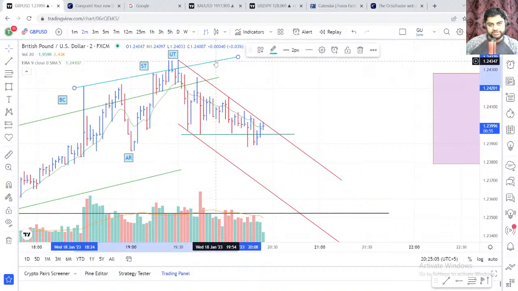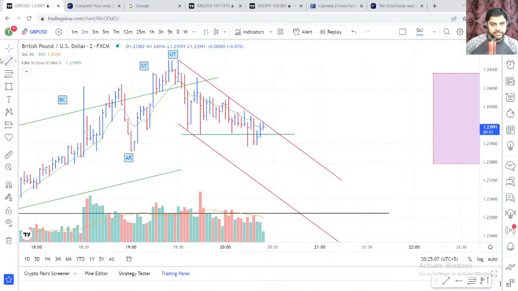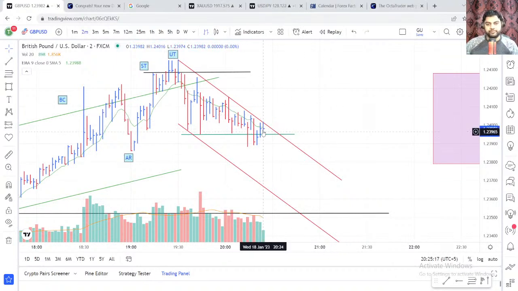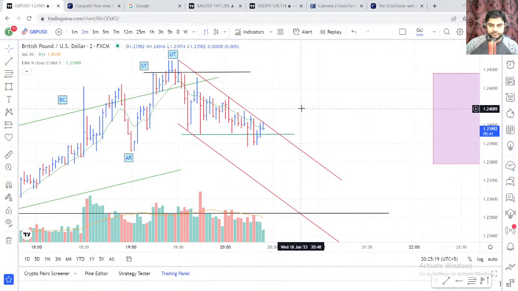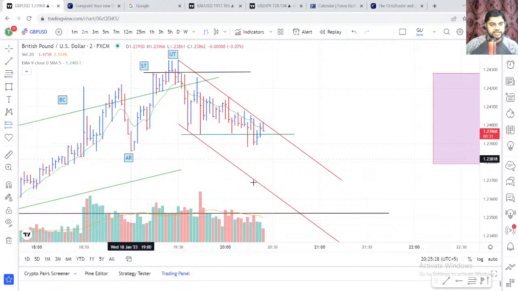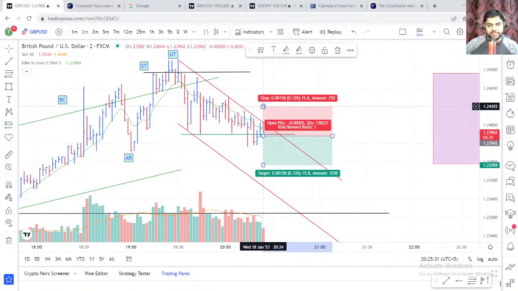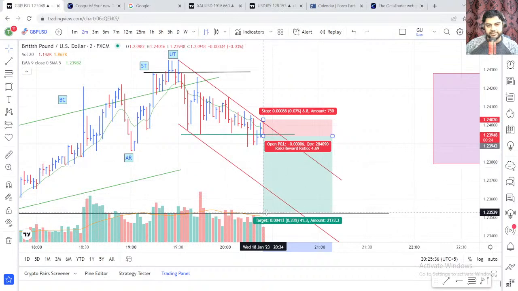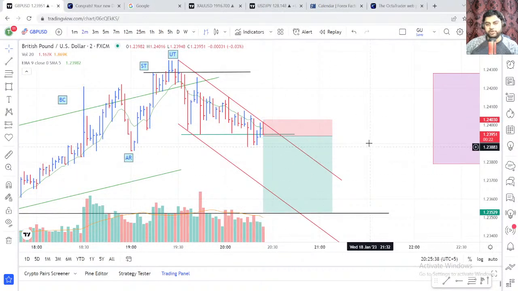So I'll just get rid of this one. I think we already have a UT over here, upthrust over here. Okay guys, so there you have it. I think it's going to go down. So if it goes down, then we should be able to sell over here. And if we sell around this level, then our SL will be at this level and our TP will be at this level. Okay, this is how we will do it.